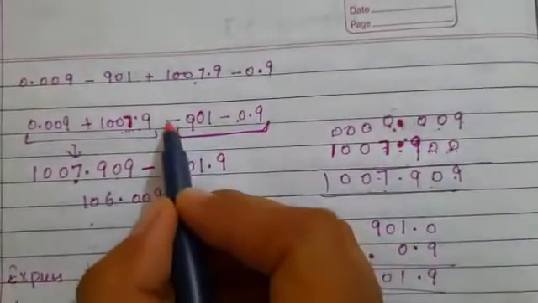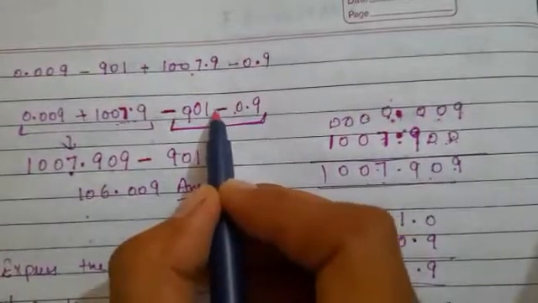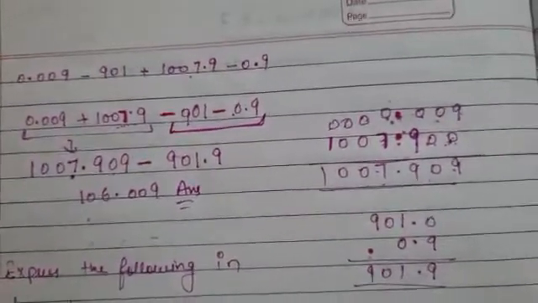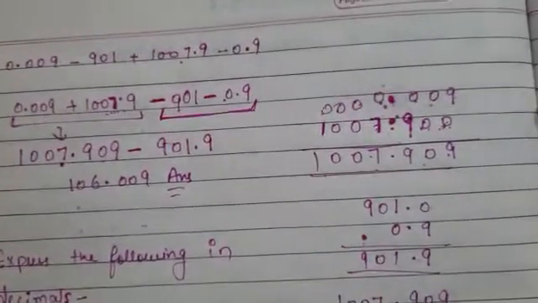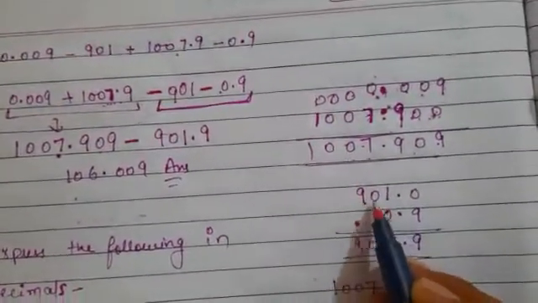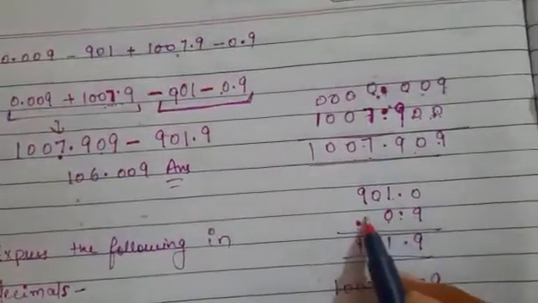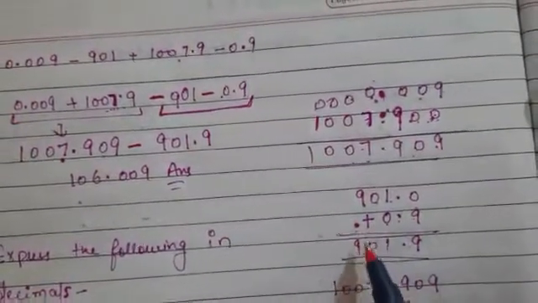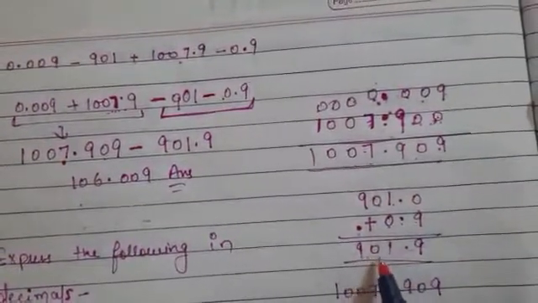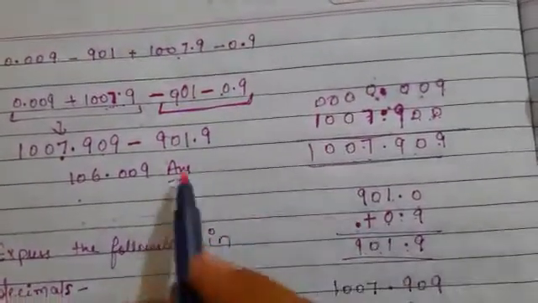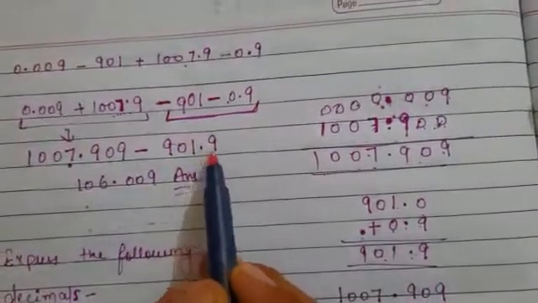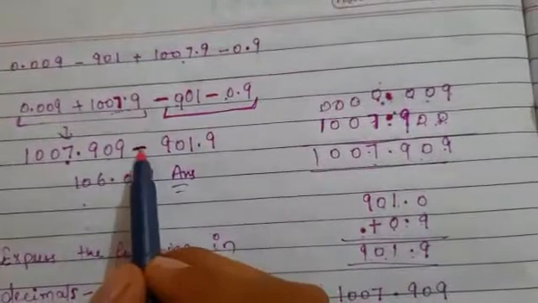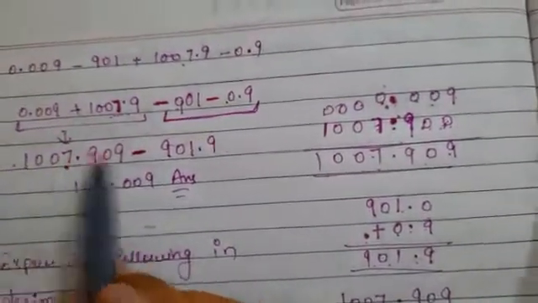Now you are thinking what we will do about these two numbers. Here also the sign is the same, this is a negative number, this is a negative number. When the sign is the same, either both are positive or both are negative, we add both the numbers. So here also we will add 901 and 0.9. When we add, we will get 901.9. I have written 901.9, but here the sign will be negative because both are negative, so I will put the negative sign here.